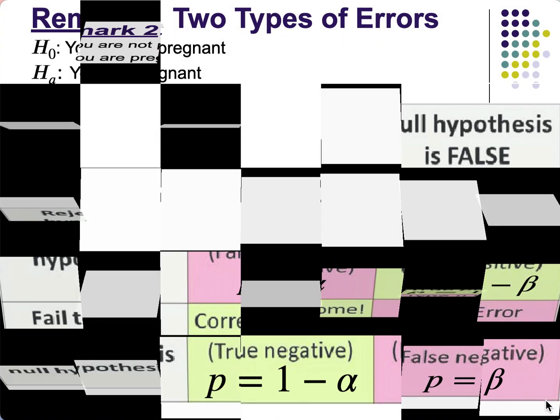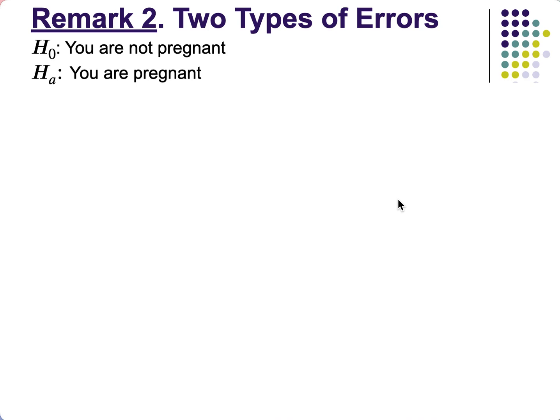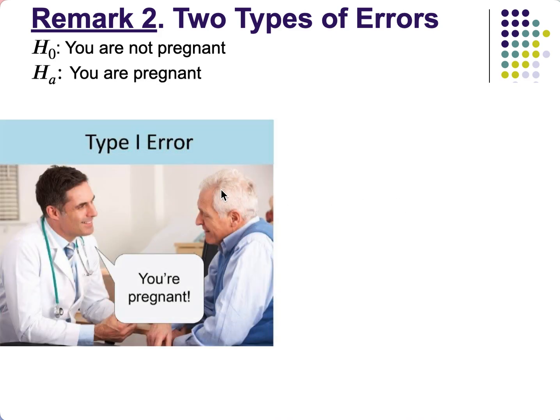Now, to put things in a simple perspective, this is a popular example, by the way. Your null hypothesis is that you are not pregnant, and the alternative is that you are pregnant. This is an example of a type 1 error, okay? So this is a male, but the doctor says you're pregnant. That's clearly an error. Why is it a type 1 error? Because your null hypothesis is true. This man is not pregnant. But the doctor rejects this null hypothesis, saying that you are pregnant. So this is rejecting a true null hypothesis.